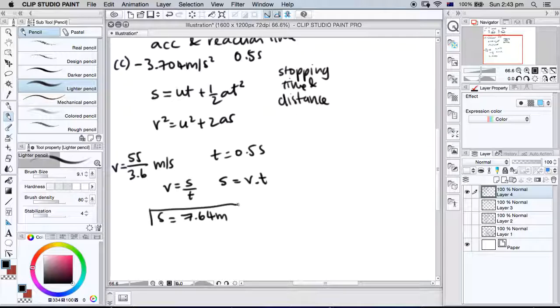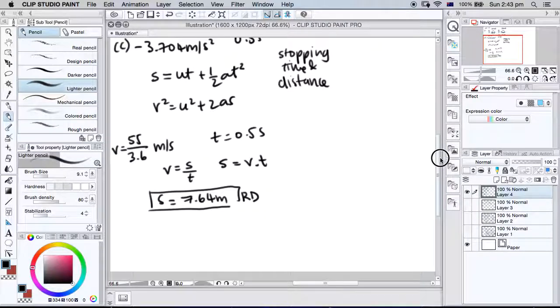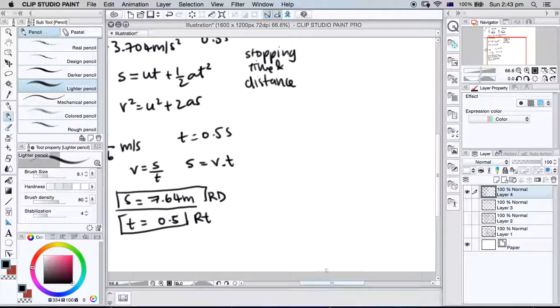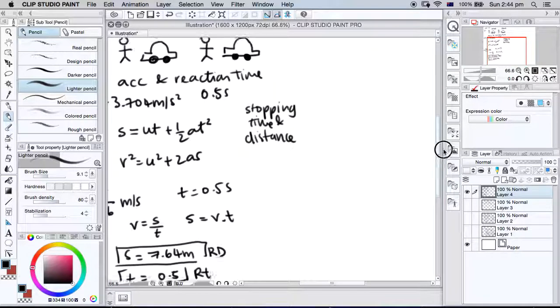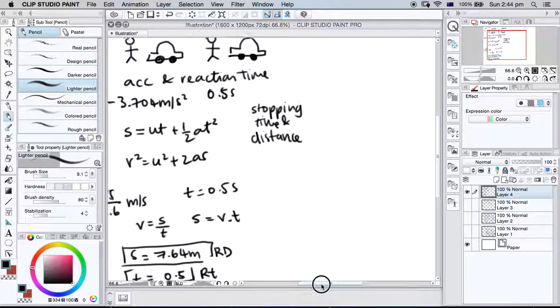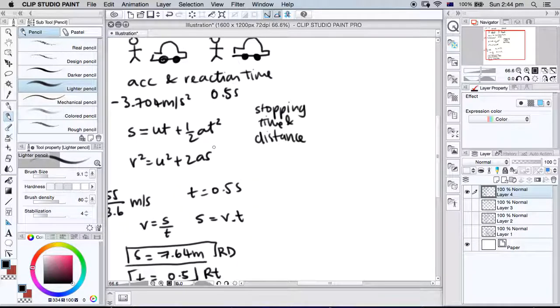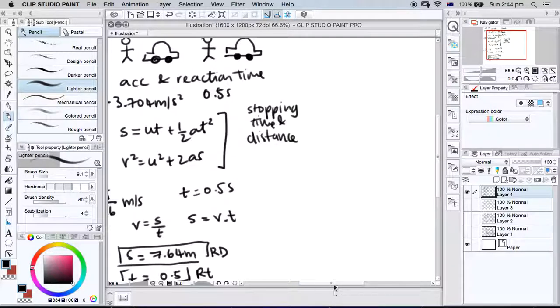So now we know our reaction distance, which I'm going to name RD. We also know our reaction time, 0.5 seconds, so reaction time, RT. Now we have to calculate our braking distance and our braking time. We know our deceleration, negative 3.704 meters per second squared. Now we can substitute it into one of these two equations to find distance and time.